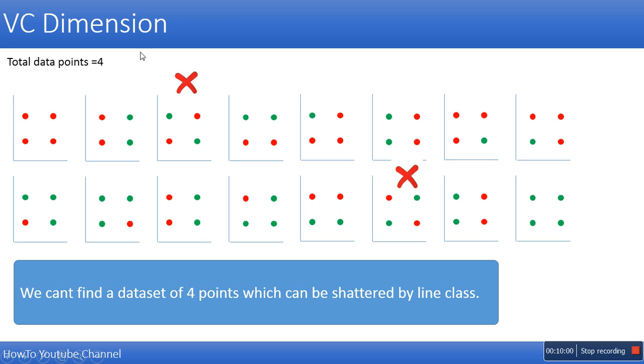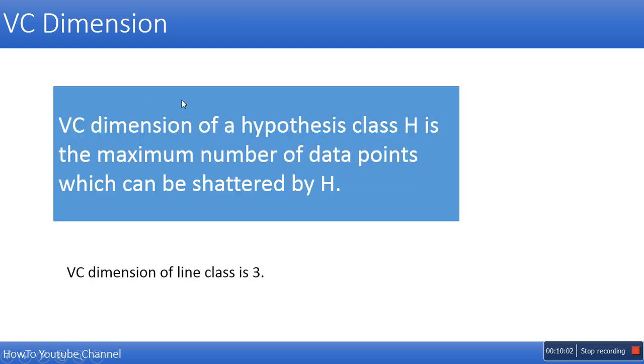So now we come to VC dimension. What is VC dimension? The VC dimension of a hypothesis class H is the maximum number of data points which can be shattered by H. In our case, we have taken the line hypothesis class, and we have seen that for a line the maximum number of data points which can be shattered is 3. So for the line hypothesis class, the VC dimension is 3.